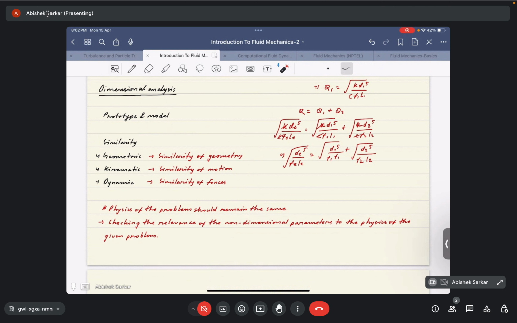Okay, so then the Buckingham pi theorem states that the problem in hand can be represented as a function of m minus n non-dimensional parameters, which are known as the pi terms. So this is the Buckingham pi theorem. We'll take one example to get into it, but let's go through the problems once.